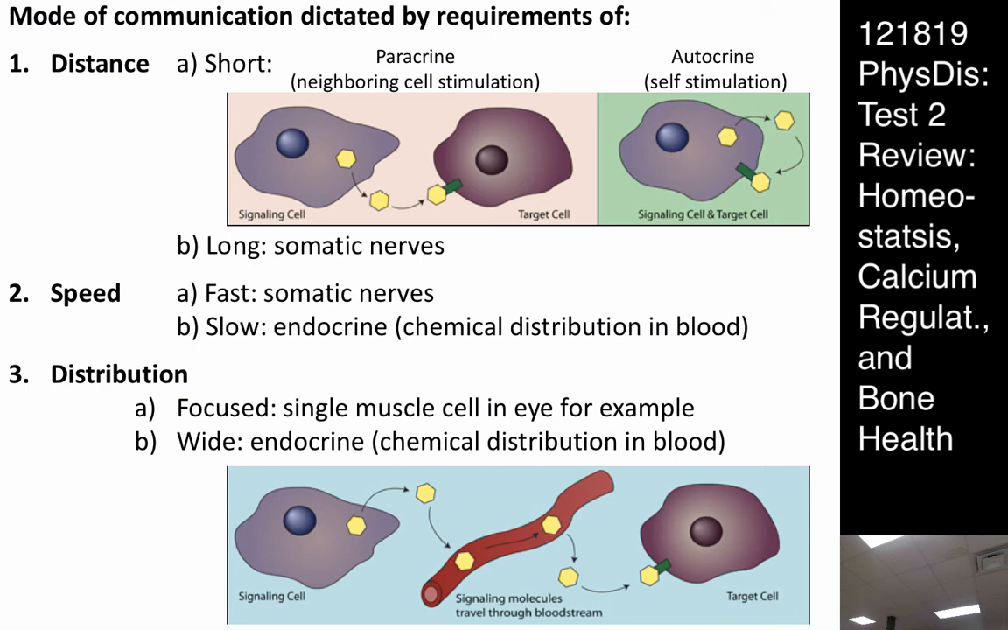Is it really tightly focused? Is the effector just one specific muscle in your eye or something? Or is it your whole body? Distance, speed, and distribution dictate what kind of communication we're going to use, whether the endocrine system, the chemical system, the blood, or the nervous system. Distance, speed, distribution.